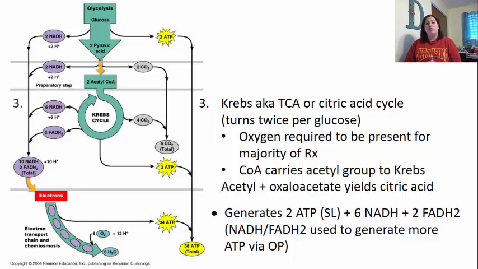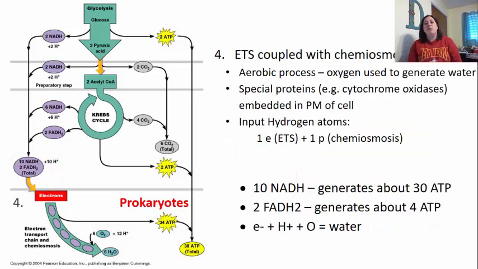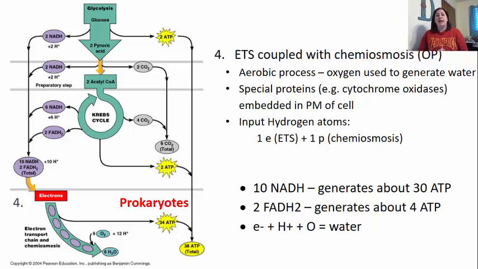This cycle is then going to generate 2 ATPs. These ATPs are going to be made through substrate level phosphorylation. We also see it's going to create 6 NADHs and 2 FADH2s. Remember, though, that these NADHs and FADH2s are going to create more ATP once they go to the electron transport system. Now, the ETS is going to be coupled with that chemiosmosis. The chemiosmosis is going to allow us to do the oxidative phosphorylation. This is where the aerobic process really happens. Oxygen is not only required, it is now used. It's going to be used to accept the electrons and the hydrogens, and water is going to be created.